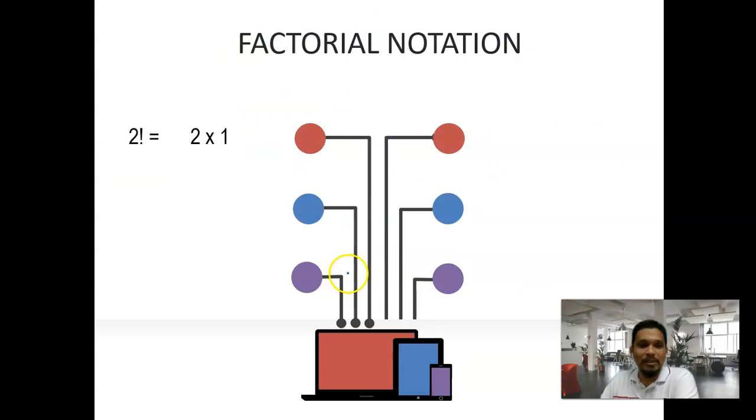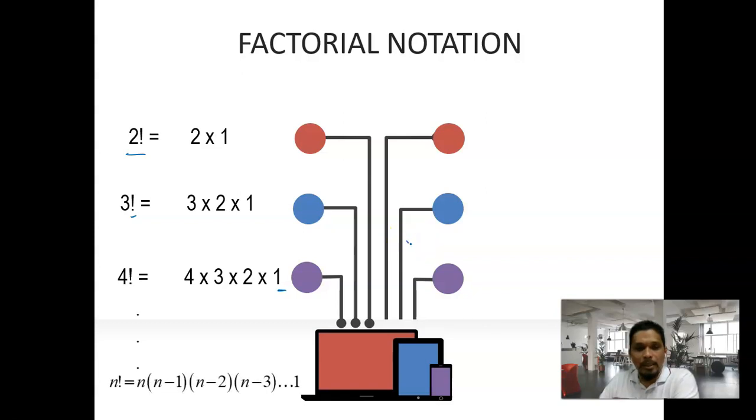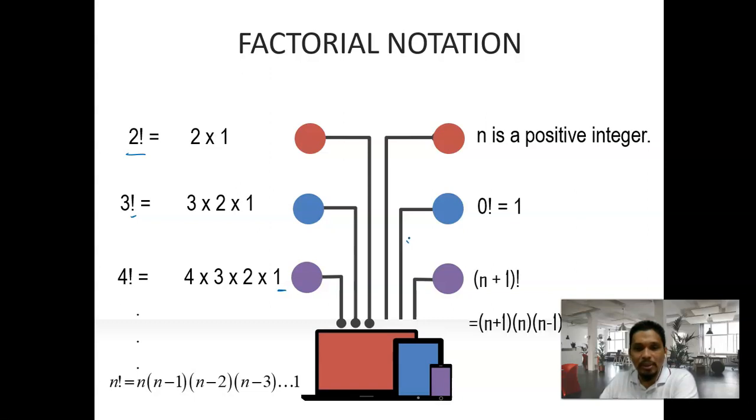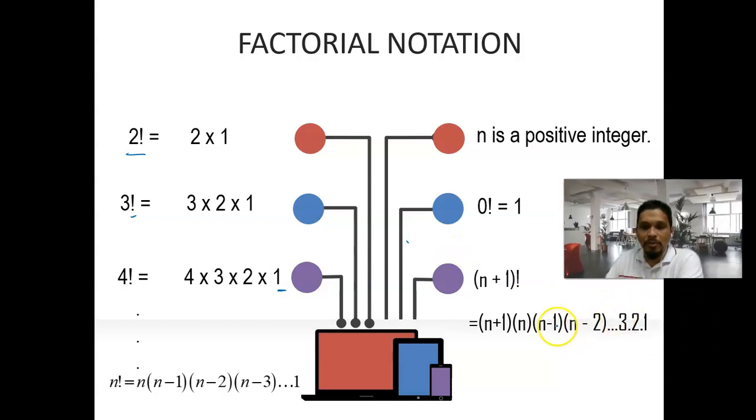Okay, factorial notation. Factorial notation is also important in this topic. So first one, 2 factorial, meaning 2 multiplied with 1. 3 factorial, which is 3 times 2 times 1. 4 factorial, the arrangement of numbers from 4 multiplied with the numbers less until they end up with 1 here. Okay, and n is a positive integer. 0 factorial equals 1, and (n + 1) factorial will be equal to this one here.